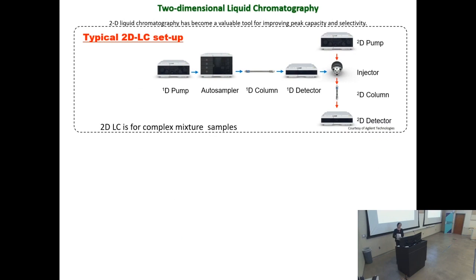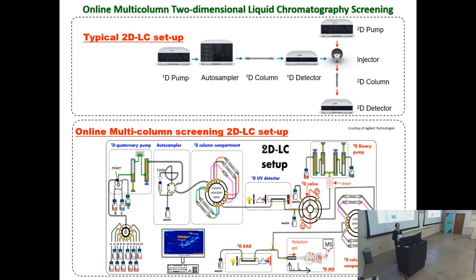So this is a typical 2D-LC setup. I think everybody knows that. Our 2D-LC is relatively complicated. We added a 6 position column switch valve on the first dimension column compartment. We also added another 6 position column switch valve externally on the second dimension column compartment. And we added a solvent switch valve.